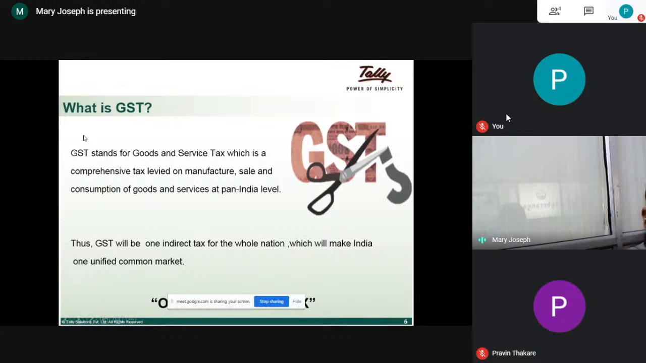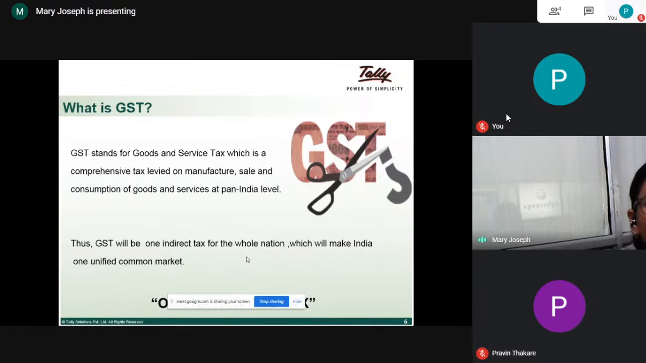Now, what is GST? GST stands for Goods and Service Tax, which is a comprehensive tax levied on manufacture, sale, and consumption of goods and services at the PAN India level. It is completely based on the supply of goods and the supply of services. GST will be one tax for the whole nation, and will make India one unified common market.